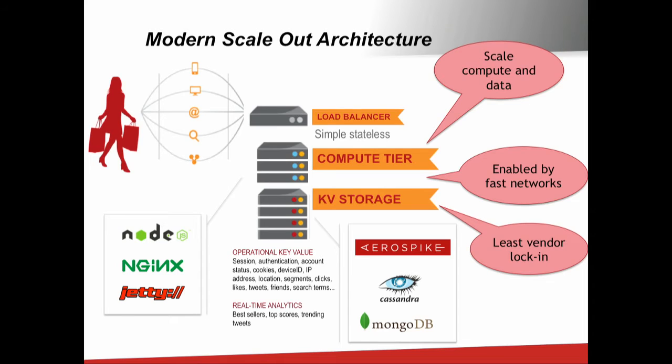So again, the key to this kind of performance, this new modern scale-out architecture, instead of having a load balancer, cache, an application server, a SQL database processor, and then a storage layer, is to collapse really the compute tier and the storage tier and get higher performance.